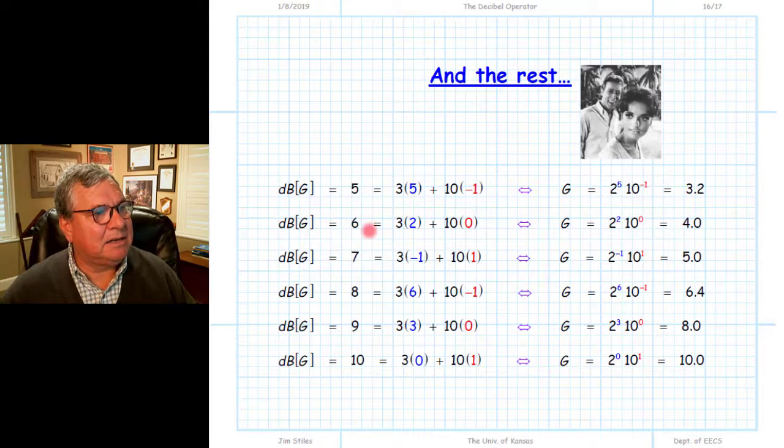7 dB is 10 minus 3, or a gain of 5. We've seen that before. 8 dB is 18 minus 10, which would be 6.4 as the result. 9 is 9 plus 0. Again, we've gone up another 3 dB. From 6 to 9, we've gone up 3 dB. So the gain goes from 4, multiply that by 2, and we get 8. And then finally, 10, we've seen before, gives us a gain of 10.